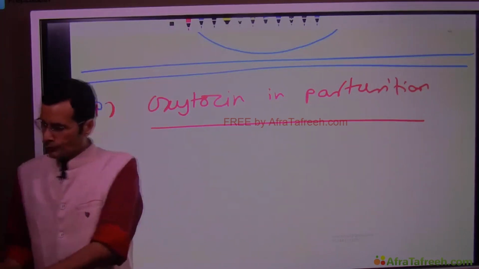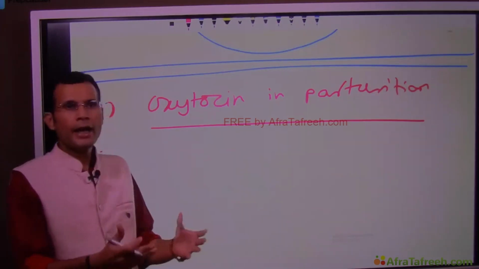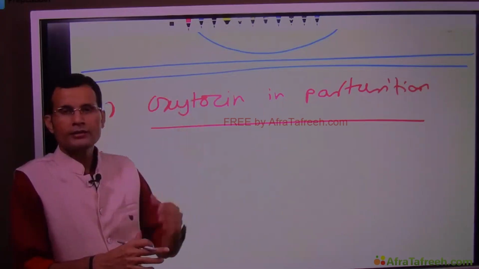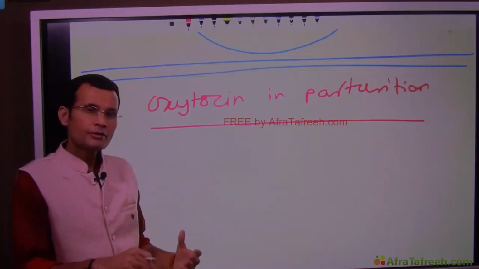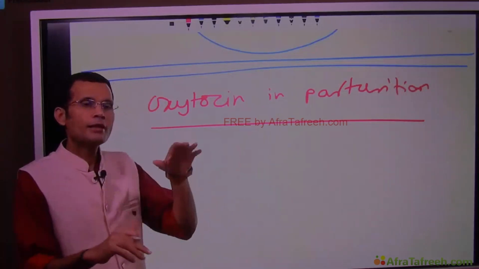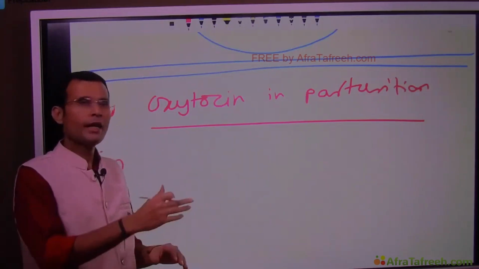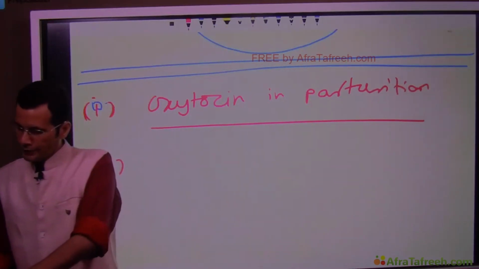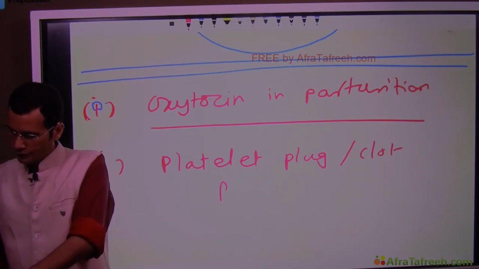So you may have read this example that at term the baby starts pressing on the cervix, signals are sent to the posterior pituitary, there is a release of oxytocin, oxytocin comes to the uterus, contraction of the uterus, baby's head is further pressed down, again signals are sent, more oxytocin released, and it goes on and on and on till the baby is delivered. Second example is platelet plug formation or clot formation.